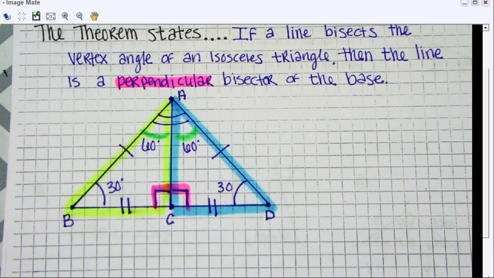So isosceles triangles, they use a lot of what we've previously learned. Triangles add up to 180. You learned about reflections last year. You learned about perpendicular bisectors last year. So all this stuff with isosceles triangles, we're going to use it all again. Okay. So let's try some algebra.